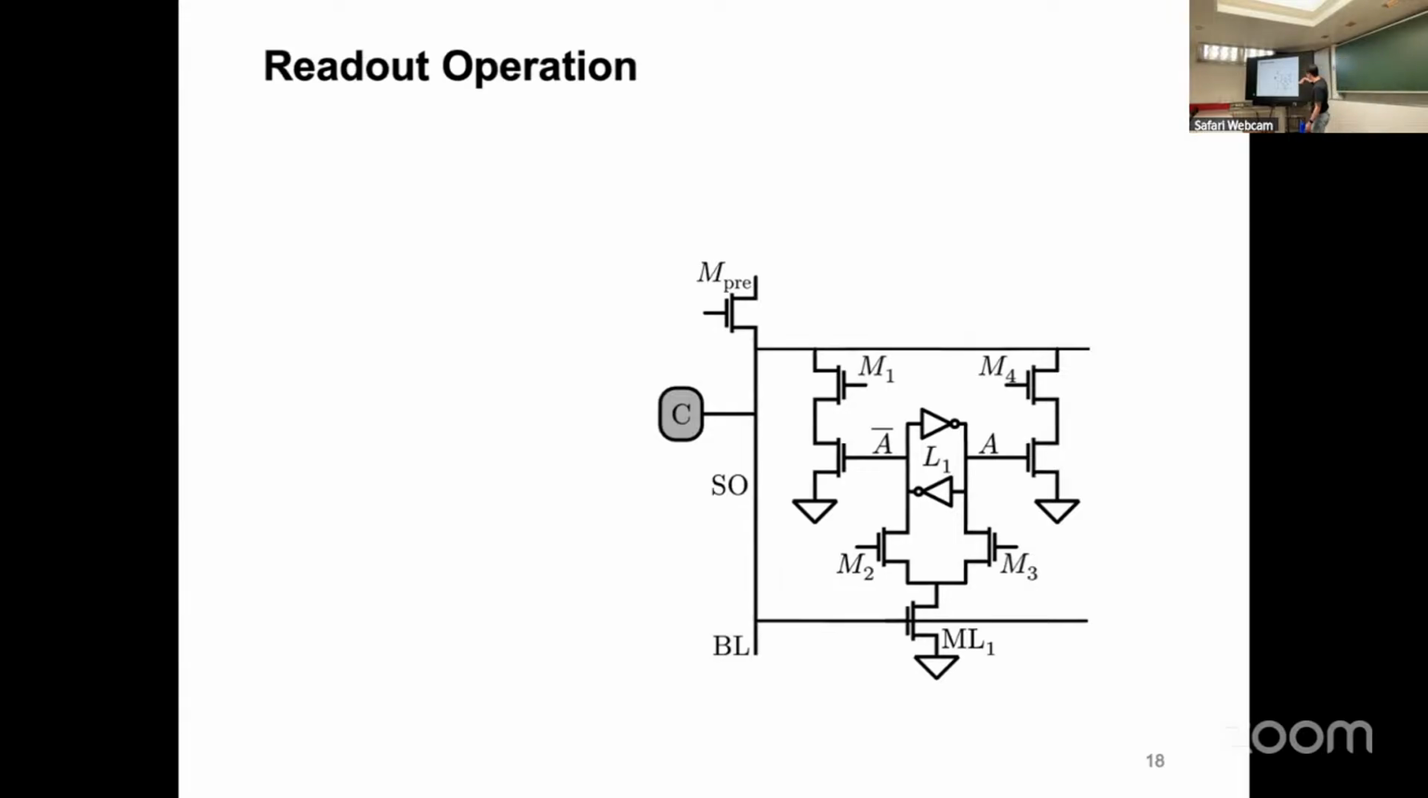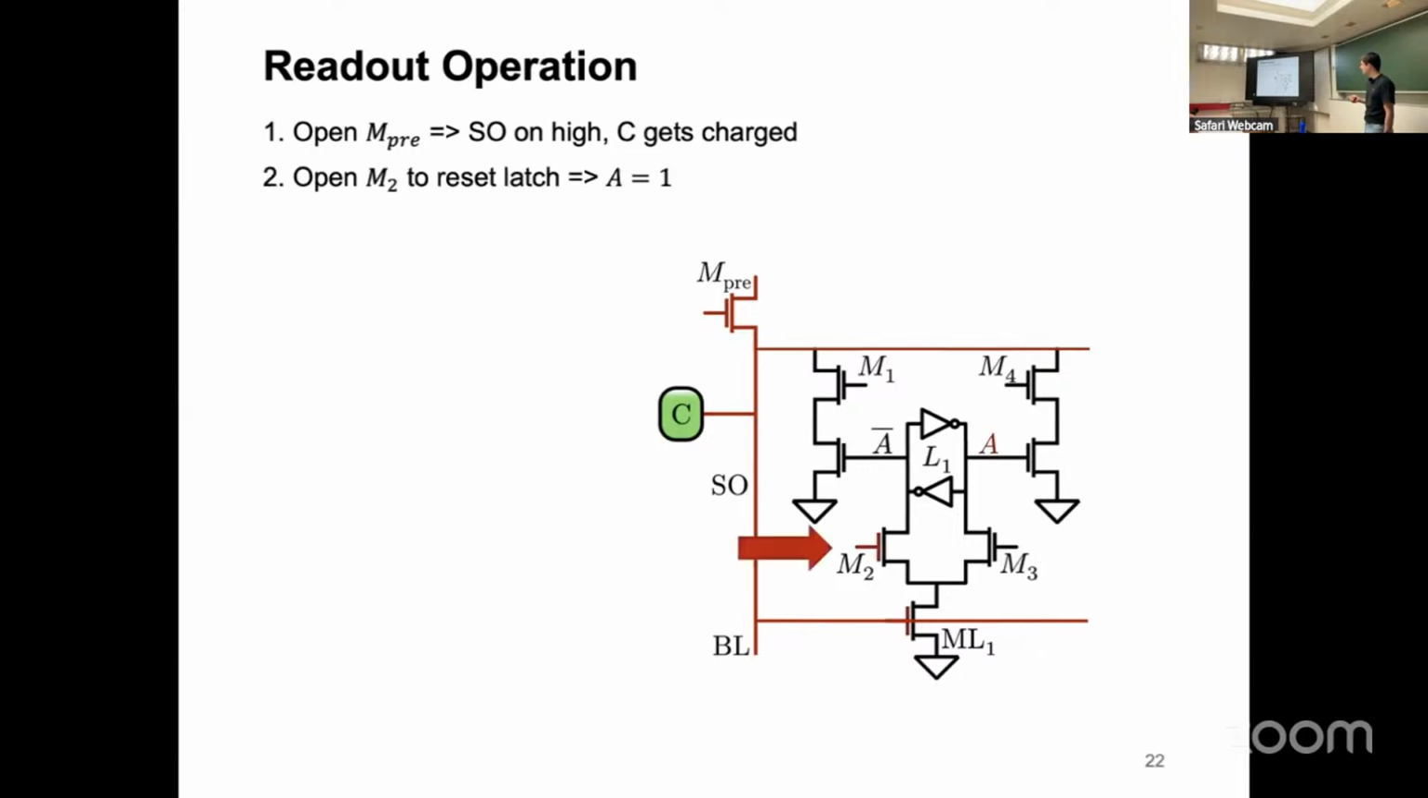Here you see the latch circuit that Aries Flash proposes, where you have a capacitor here, we have the sense out line, and down at the bottom it's connected to the bit line. So first we open M3 to set the sense out line on high, which then charges the capacitor C. Afterwards, we open the transistor M2, which resets the latch such that we have a 1 stored in it. And then we again close M2, close M3, and we connect the capacitor C to the bit line.